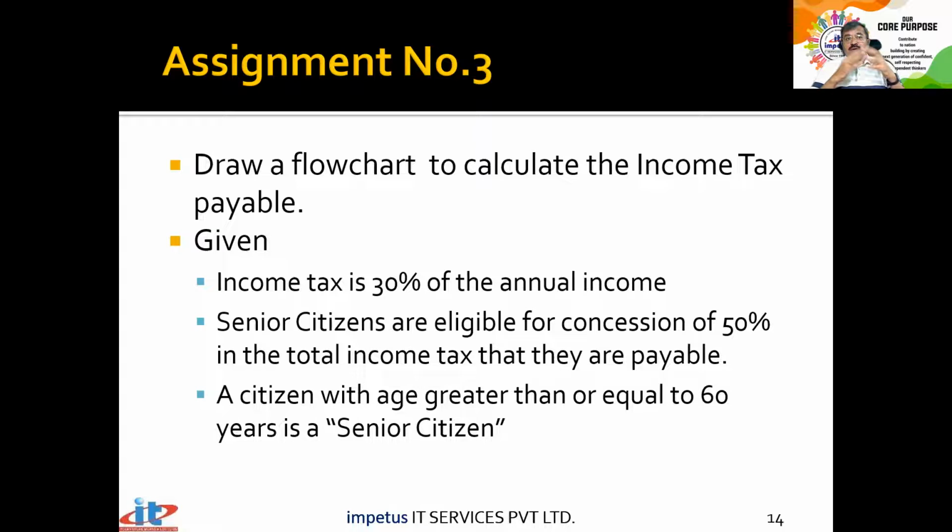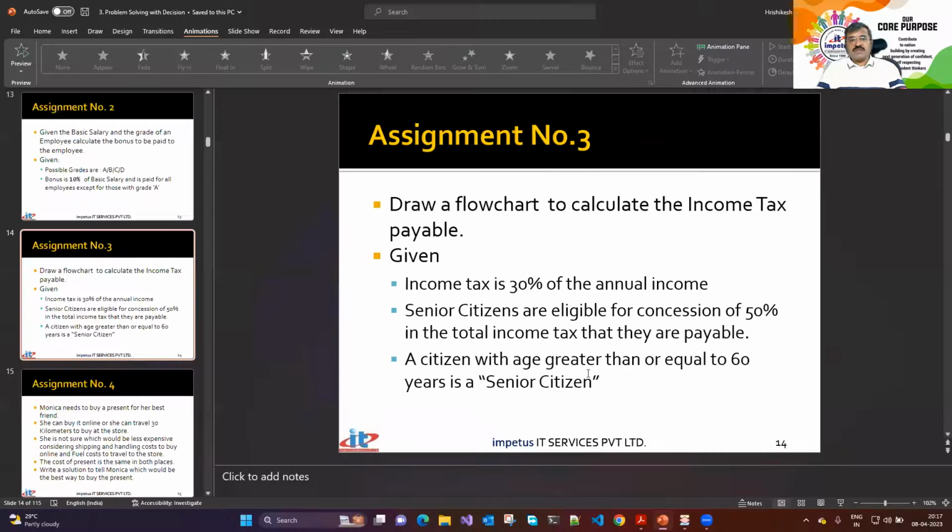Although the problem is about income tax calculation, we have now given the basis. The tax is calculated at the rate of 30%. That means if you earn 100 rupees, you have to pay the government 30 rupees. But if you are a senior citizen, then you only have to pay 15 rupees because you get 50% off the income tax. But who is a senior citizen? Whose age is greater than or equal to 60 years is categorized as a senior citizen. So take a snapshot of this particular problem. We'll go ahead solving this problem, drawing a flowchart for the same.